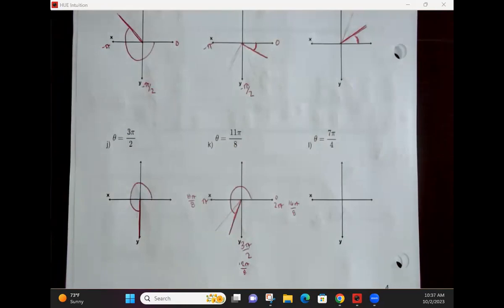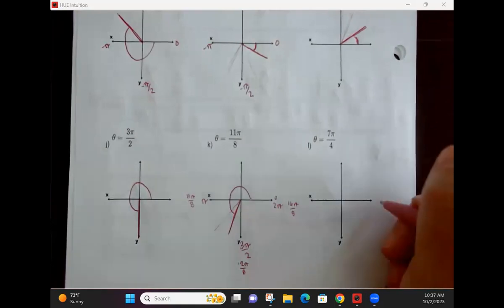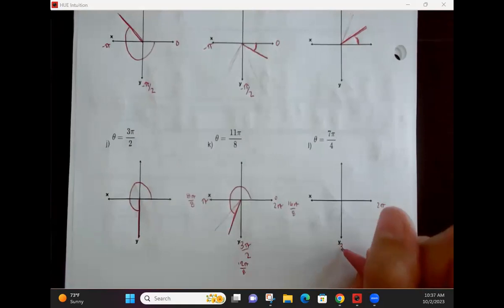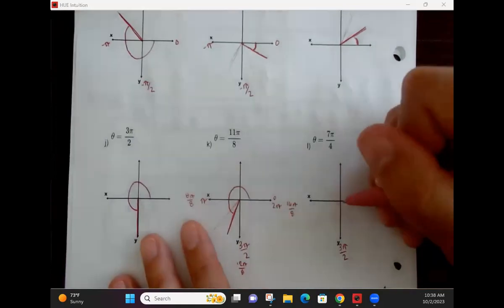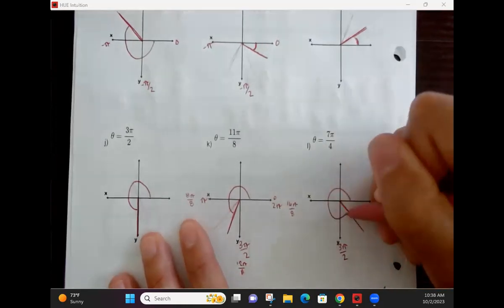Our last one, 7 pi over 4. What quadrant would that live in? Quadrant 4. This is almost all the way back to our x-axis, right? 8 pi over 4 would be all the way back, right? This is 2 pi when I come all the way around. This is 3 pi over 2. So I'm halfway between here. There's my angle.